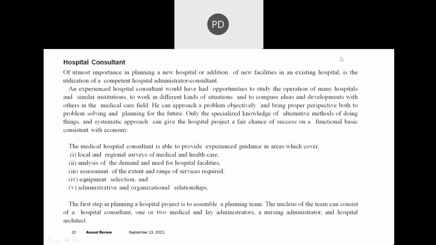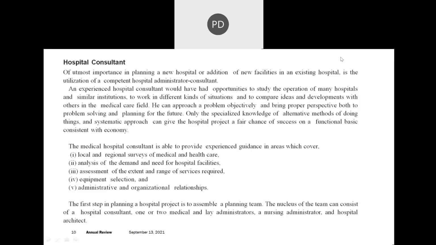Okay, so this is the most vital person who would be taking care of all key issues whenever an issue arises while building a hospital. So you understand that in the hospital planning team, this person is very vital. Okay, let us understand in which areas he can give us guidance.